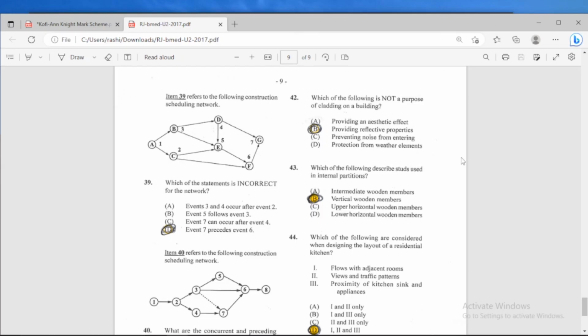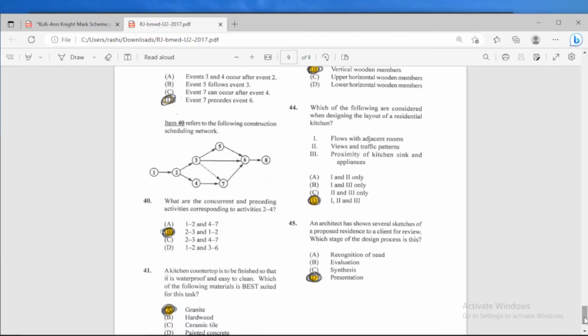Item 40 actually. It says item 40 refers to the following construction scheduling network. What are the concurrent and preceding activities corresponding to activities 2 to 4? So 1 and 2 and 4 and 7, 2 and 3 and 1 and 2, 2 and 3 and 4 and 7, 1 and 2 and 3 and 6. So when you look at the preceding part, we know that we need to do 1 and 2 before we do anything from 2 to 4. Alright, so the answer here would be B.